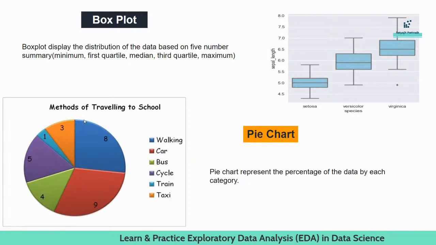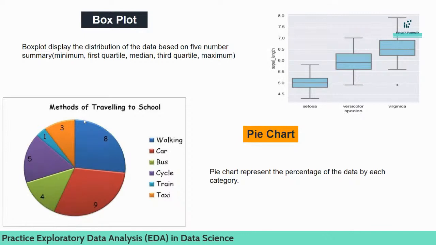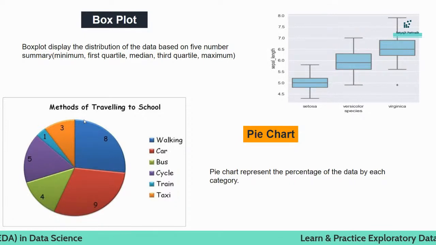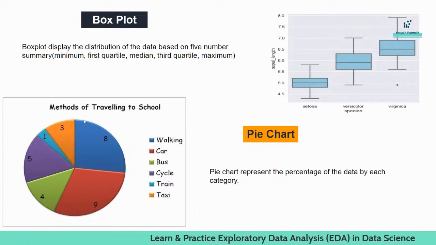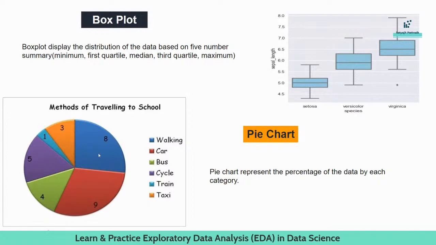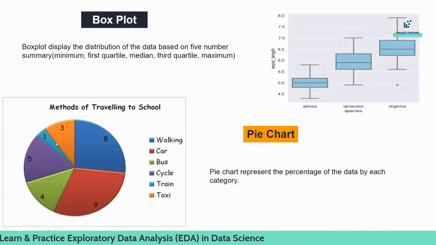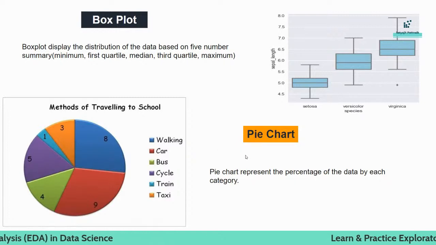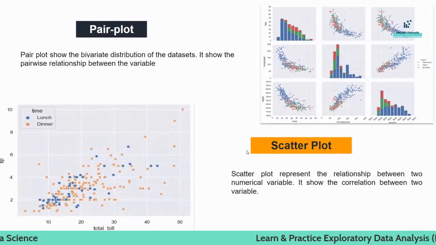What exactly is a pie chart? It gives you a distribution out of 100%, right? Let's say the number of runs scored by the 11 players of your team. Obviously, if you draw a pie chart, your sum total value will be 100%. So it shows you the percentage of 3, percentage of 1, percentage of 8 in a pie chart, right? A pie chart represents the percentage of the data by each category.